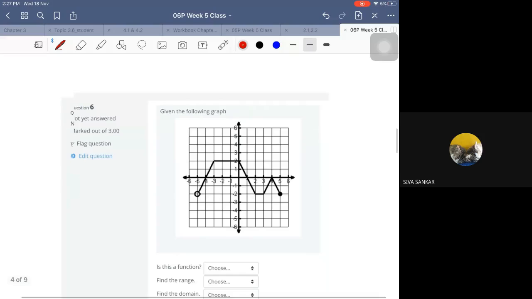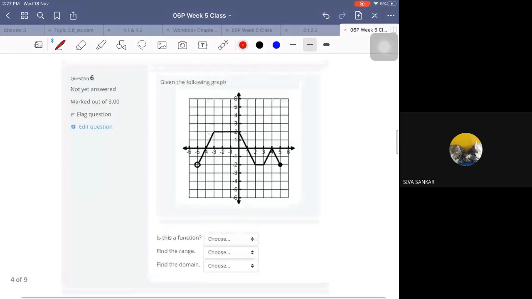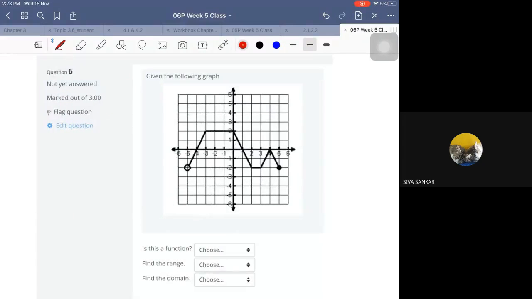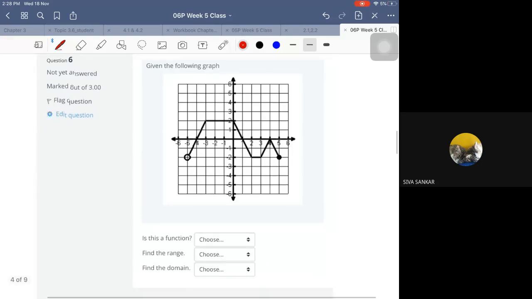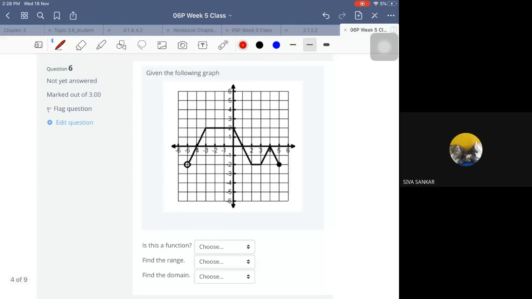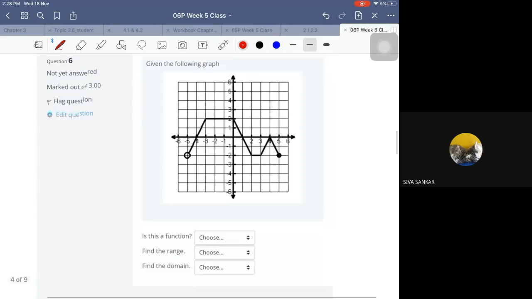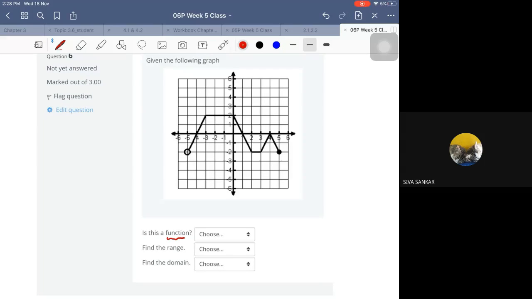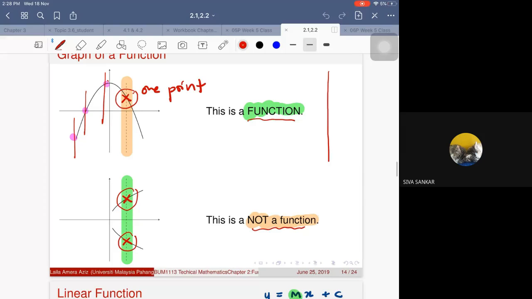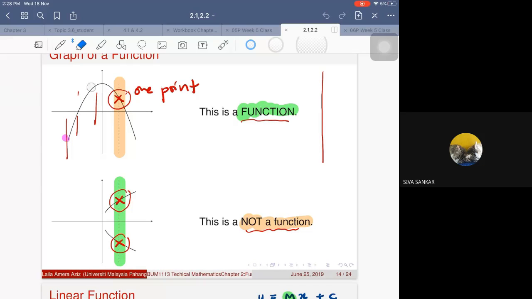And the last question, question number 6. For question number 6, I made many sets of graphs. This is actually one of them. For this one, I just asked about whether it's a function, the range, and also the domain. So how do we tell whether a graph is a function or not a function? This is in topic 2.1. It's called the vertical line test. This is what we do. Let me write over here. It's called a vertical line test.